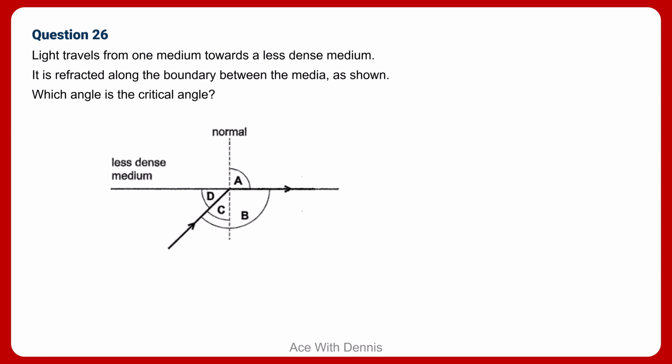Is it angle A, which is the angle between the normal and the horizontal boundary? Or B, the angle between the incident ray and the refracted ray? Or is it angle C, the angle between incident ray and the normal at this region? Or is it option D, the angle between the incident ray and the horizontal boundary at this side?